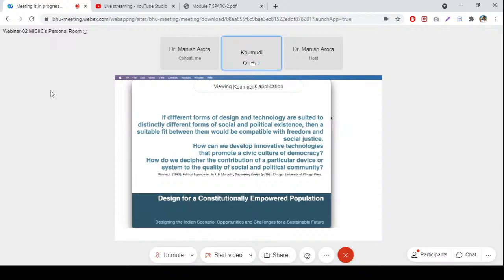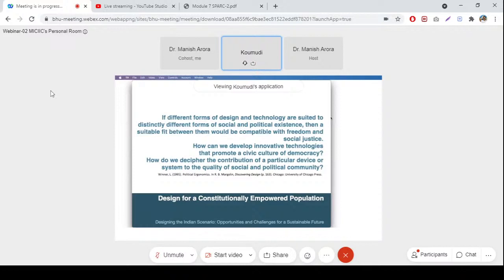Increasing numbers of laws have been enacted to reduce disparity of access and resources, such as the right to information, right to education, right to food security, and the Lokpal Bill in India. Though Indian citizens are constitutionally empowered, the country is yet to build resources to make these rights accessible in a meaningful manner. Design efforts concentrating in these areas of constitutional empowerment will play a key role in delivering these targets. If different forms of design and technology are suited to distinctly different forms of social and political existence, then a suitable fit between the two should be sought, compatible with conditions of freedom and social justice.